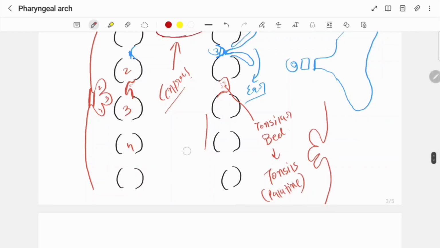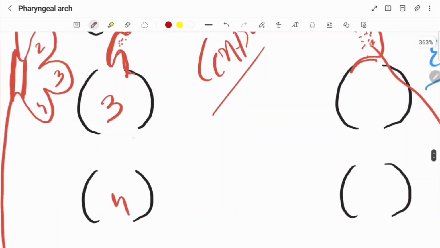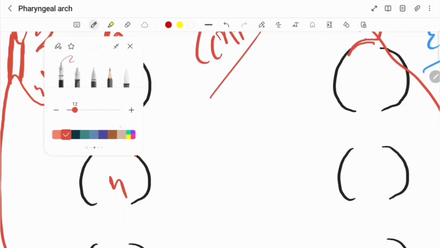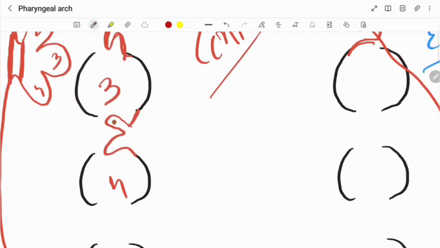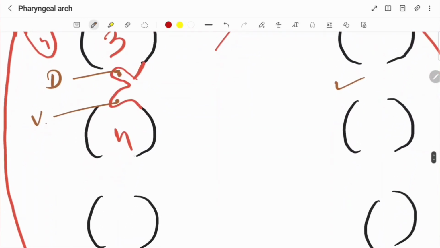So, it will invaginate. How does it invaginate? It invaginates like this. Here you have your dorsal wing and this is your ventral wing. This is your dorsal wing and this one is your ventral wing. Same over this side. Now, the fourth pharyngeal pouch will also invaginate in the same fashion. Again, we have our dorsal wing and ventral wing, right?